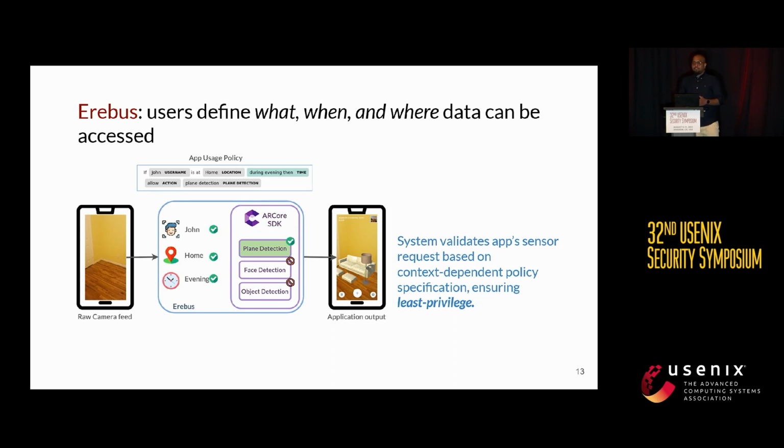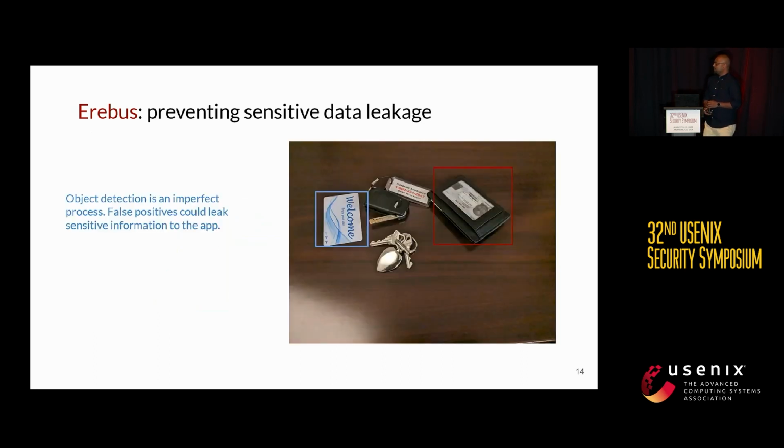And because of the way the policy language is structured, it also allows us to define what sensors are requested access to, what data is requested access to, where it can be accessed, and when it can be accessed. For example, in this case, the user has the ability to restrict an app's access to particular APIs or particular information only when they are home or only during the evening. This further ensures that we abide by the least privilege policies that we claim to have in our system. But that is not all.